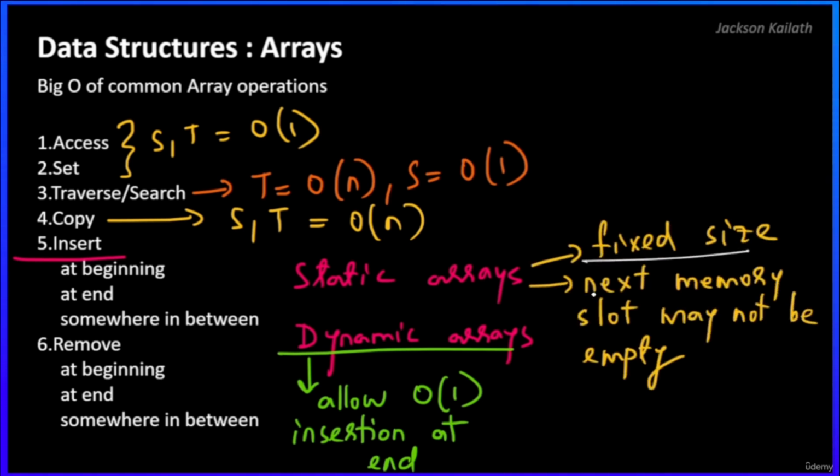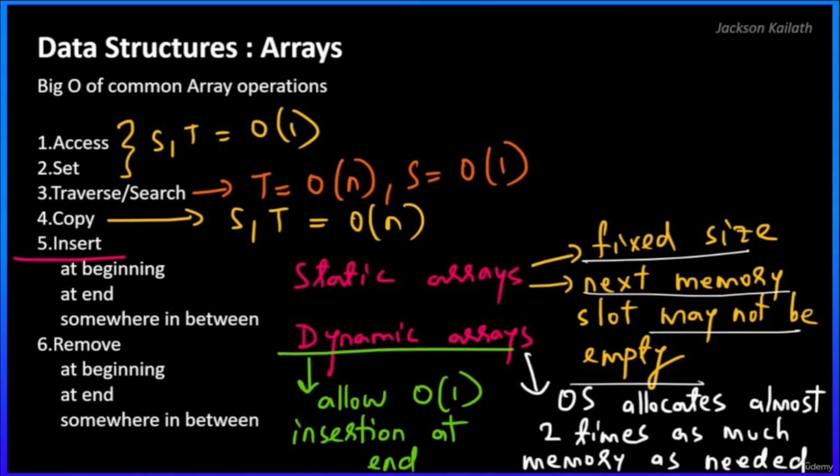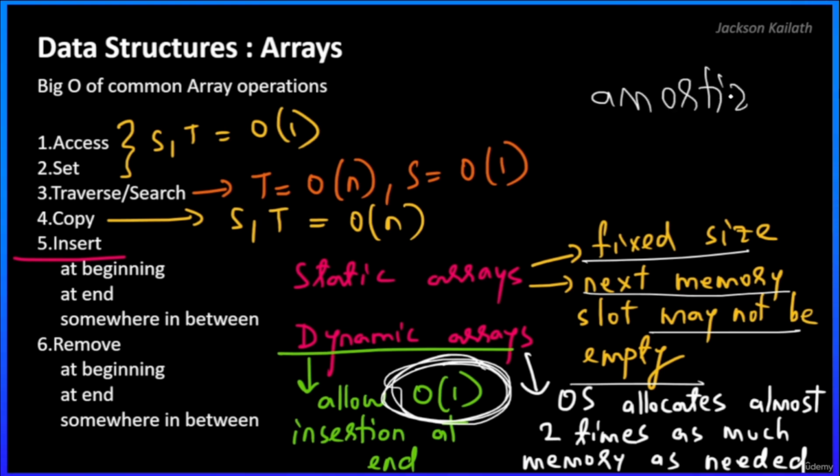All right. So the next memory slot, as we have seen previously, may not be empty if you want to insert something over there. But in the case of a dynamic array, the operating system will allocate almost 2 times as much memory as is needed so that we can insert at the end of a dynamic array in constant time. So this is how a dynamic array works. Now we can say that it's actually not technically always constant time. It's going to be constant time on average, or we can say it's amortized constant time.